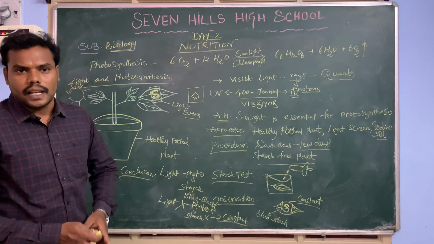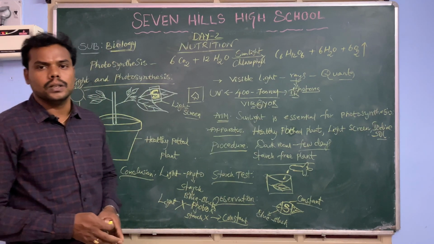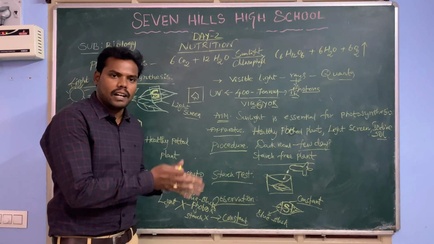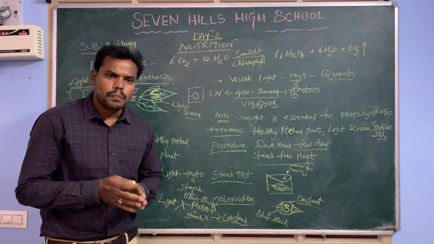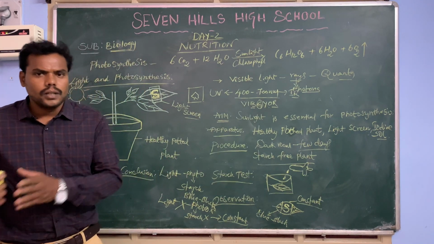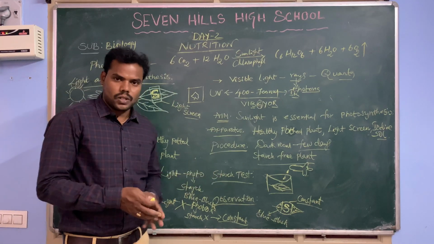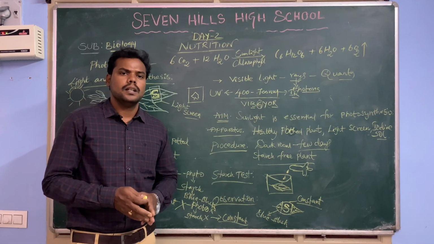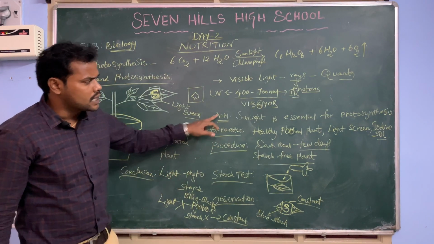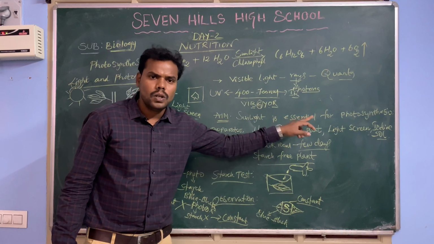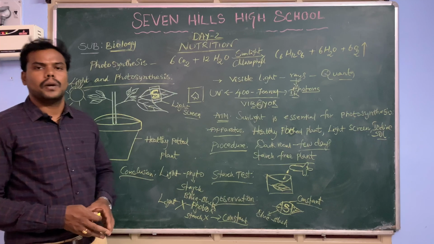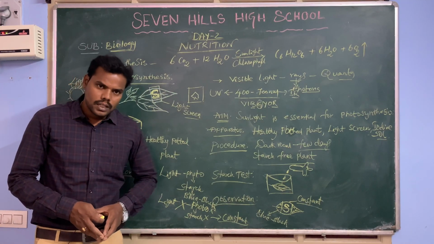So by this experiment we proved that light is essential for photosynthesis. Why? Because where light is available, there only it performs photosynthesis and prepares starch, and it turns into blue black color during the starch test. That means by this activity we conclude that sunlight is very essential for photosynthesis. This is the experiment we conducted to prove the importance of light in photosynthesis.